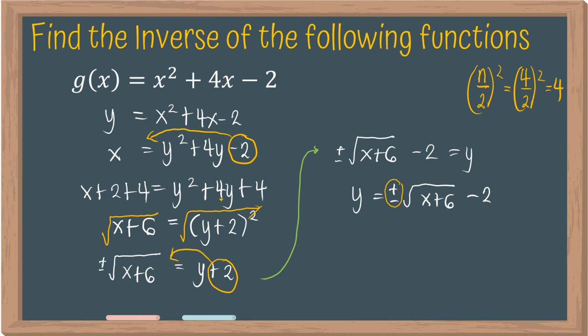So, this indicates that the given function, g of x, which is equal to x squared plus 4x minus 2, is not a one-to-one function. Therefore, it does not have an inverse. Okay?